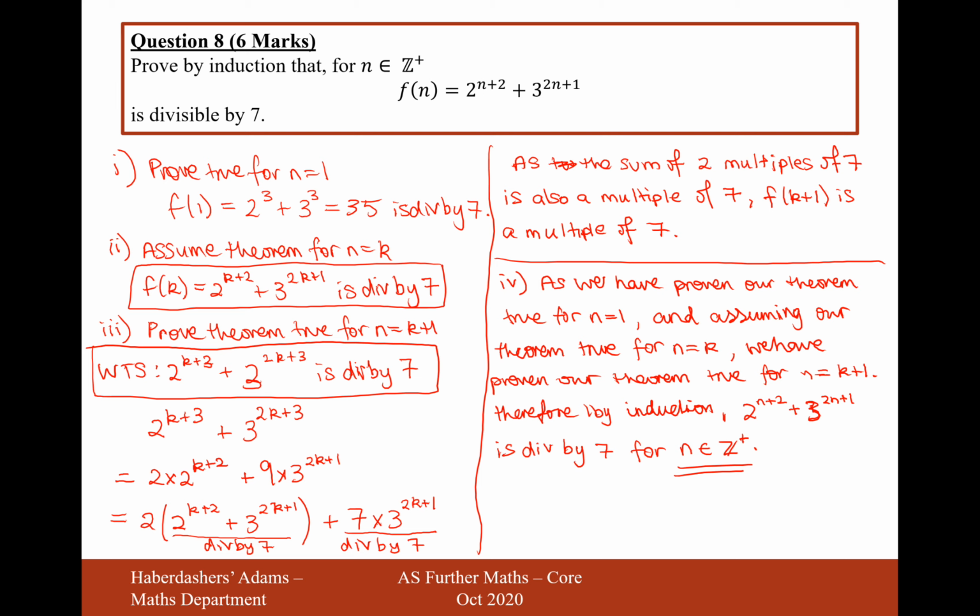That's the essence of proof by induction. You can only use proof by induction to prove for whole positive numbers. And there we are. That's the answer to our theorem. Put the little box at the end there. So there we are. That's 6 marks there for question 8. Let's now move on to question 9.